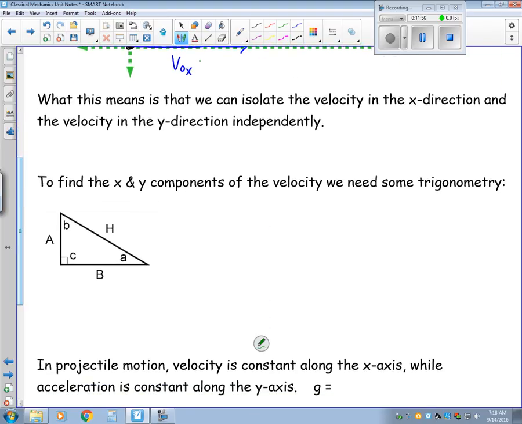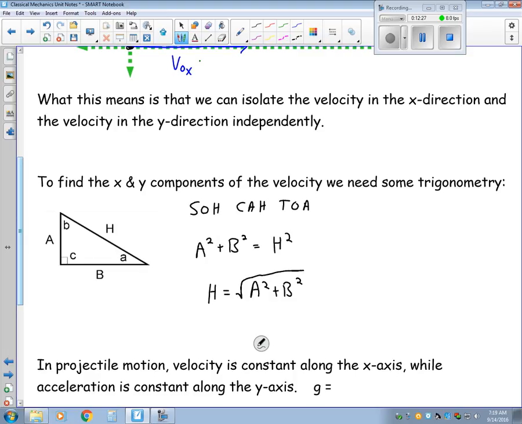All right, this down here, trigonometry, is just a little bit of review. Sohcahtoa, and then also the Pythagorean theorem. So here I'd have a squared plus b squared equals h squared, the hypotenuse. If I wanted to find just h, I'd have to use a square root, but I can do some things like that.